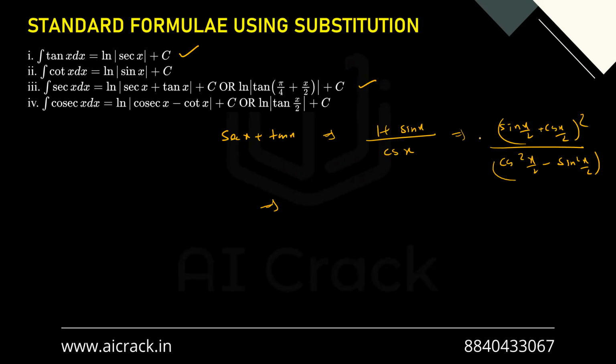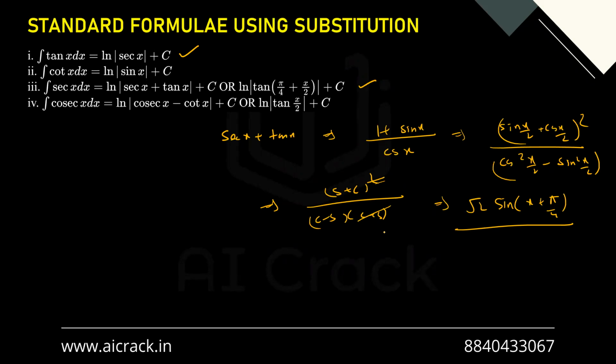So that would give me s plus c whole square in the top, and in the denominator we'll be getting c minus s and c plus s. So this cancels out. So that would give me cos x by 2 plus sin x by 2 over cos x by 2 minus sin x by 2. Now cos x by 2 plus sin x by 2 is nothing but root 2 times sine of x by 2 plus pi by 4, and we divide by the same with this one: cos x by 2 minus sin x by 2 is nothing but root 2 times cos of x by 2 plus pi by 4. This gets cancelled out and this becomes tan of x by 2 plus pi by 4, right?